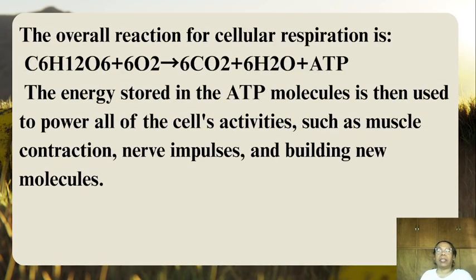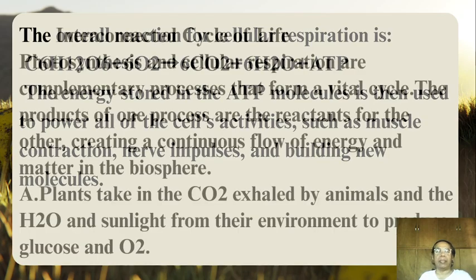The overall reaction for cellular respiration is 1 mole of glucose reacted with 6 moles of oxygen to produce 6 moles of carbon dioxide, 6 moles of water, and ATP. The energy stored in the ATP molecules is then used to power all of the cell's activities, such as muscle contraction, nerve impulses, and building new molecules.